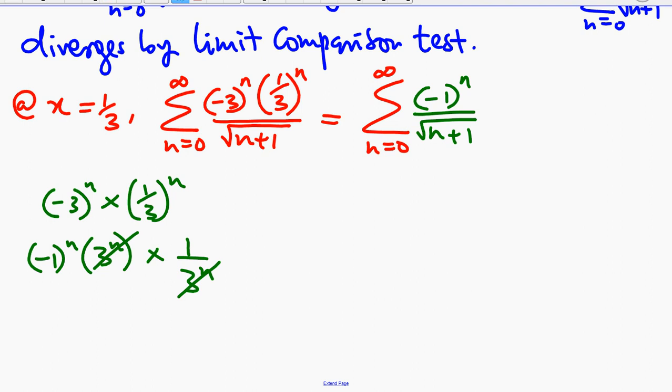Now, this series here converges by alternating series test. Remember alternating series test, the limit of s sub n as n approaches infinity has to be equal to 0, and then s sub n plus 1 must be less than s sub n, and it meets those conditions. So this series converges by alternating series test.